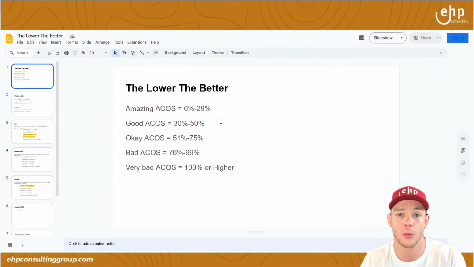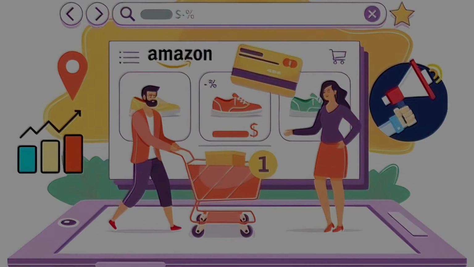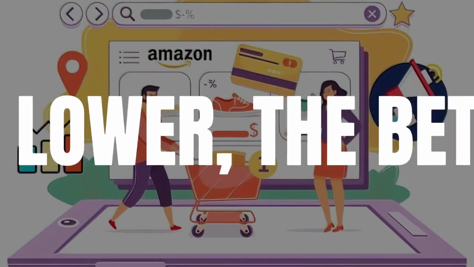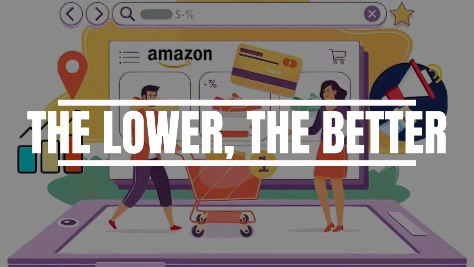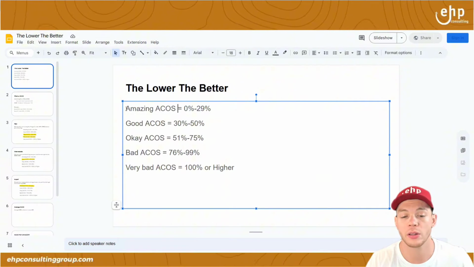Let's go. Okay, so for ACOS, the lower, the better, right? Just like when you're running a race, you want to be number one, you want it to be as low as possible, even closer to less than one if possible. The lower the better. So we have a little breakdown.